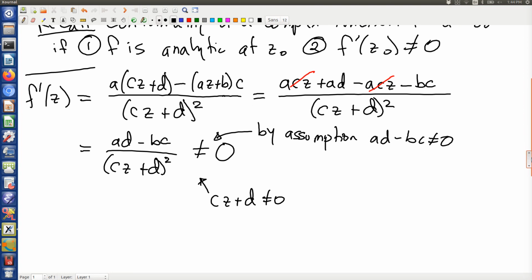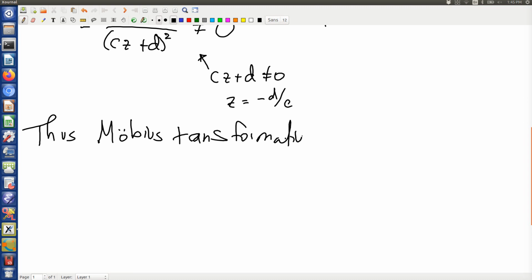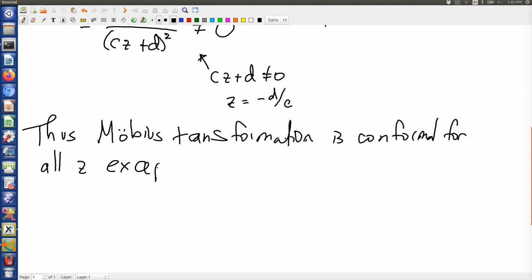So what about this? CZ plus D is not equal to 0. That simply says that Z is not that quantity. It turns out actually in this very particular case it doesn't cause a problem. This is best seen by graphics, but if you want to be safe, thus the Moebius transformation is conformal for all Z except Z equals minus D over C.